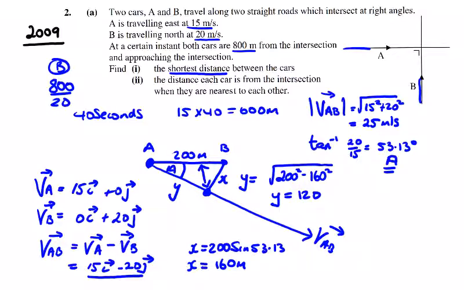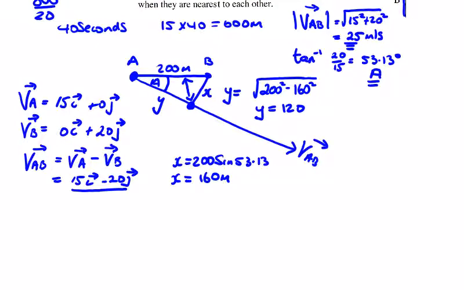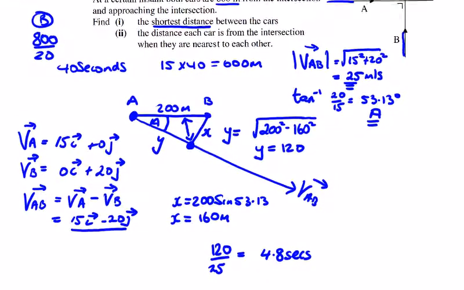So now we have this relative speed along here was 25. So how long has it taken traveling at 25 meters a second to go 120 meters? 120 divided by the 25. That'll be 4.8 seconds, which is the time at which each car is nearest.